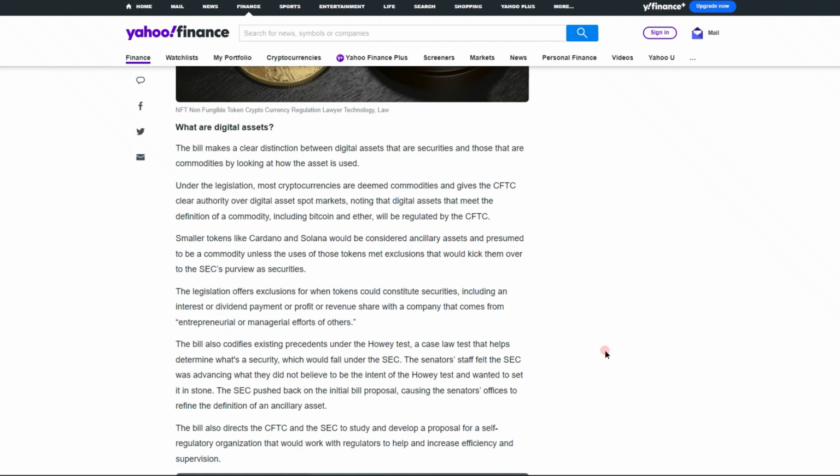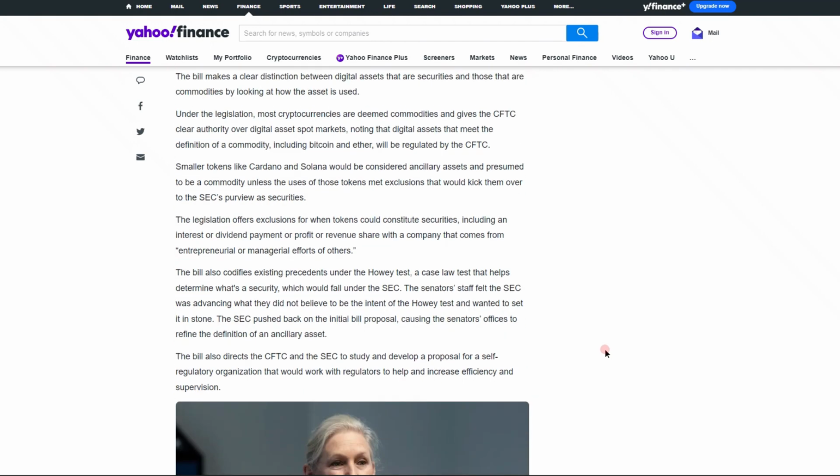Under the legislation, most cryptos are deemed commodities and given the CFTC clear authority over digital asset spot markets, noting the digital assets that meet the definition of a commodity, including Bitcoin and Ether, will be regulated by the CFTC. Smaller tokens like Cardano and Solana would be considered ancillary assets and presumed to be a commodity unless the uses of those tokens met exclusions that would kick them over to the SEC's purview as securities.